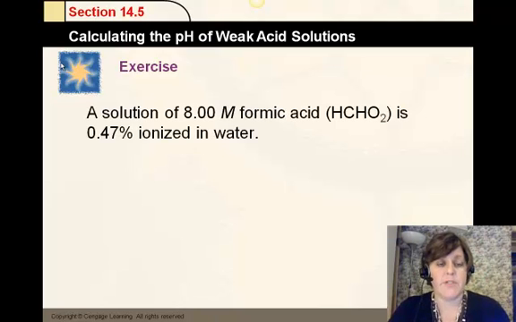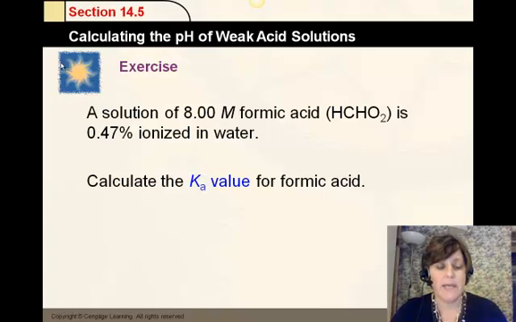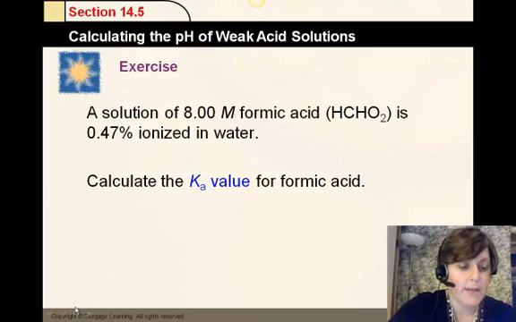So here's a good question. A solution of 8 molar formic acid is 0.47% ionized in water. Calculate the Ka value for formic acid. All right, how do we solve this problem? Let me find my pen and show you how to do that.